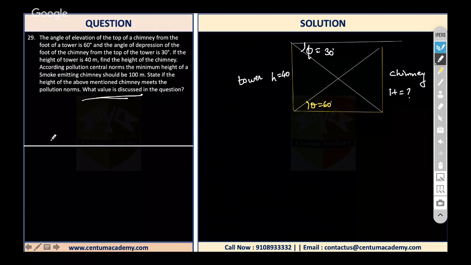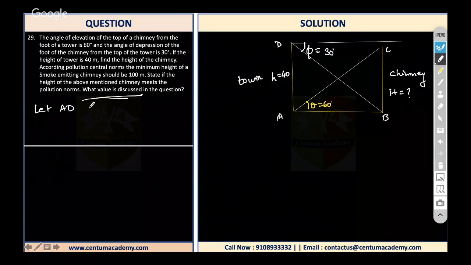So what value is discussed in the question? Yeah, so that is also a part of the question. So you have to find out capital H. Again, I will be avoiding, or you can write all the steps also. So this is how you'll say. So A, B, C, D.